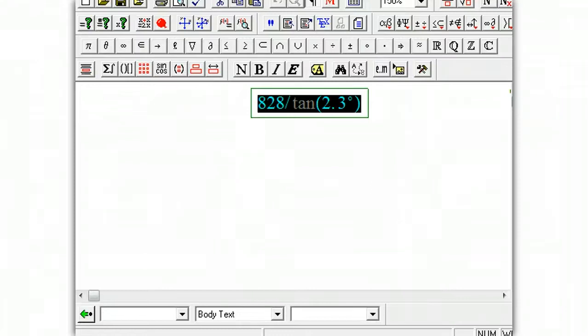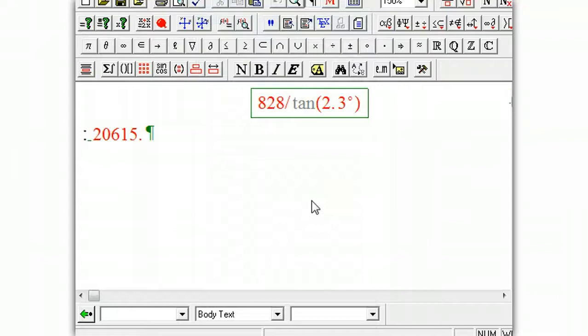What units is that in? Remember, the 828 was in meters, so this is 20,615 meters, or in other words, 20.615 kilometers. I only gave you two sig figs, so at best, about 20.6 is a good answer for kilometers.